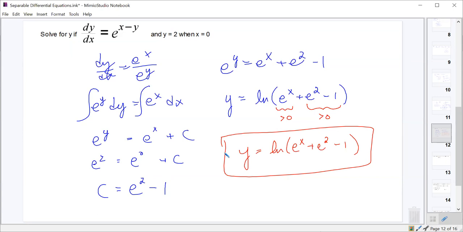Yeah. All right. So the next thing we're going to do, and we'll probably spend the rest of today's class talking about this, is the basic application of separable differential equations. The only application of these that is required for this class. And that is exponential growth and decay.